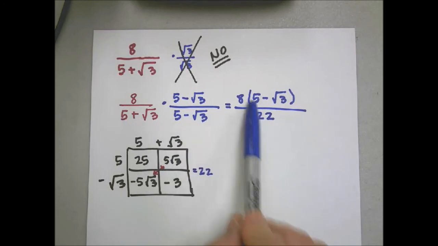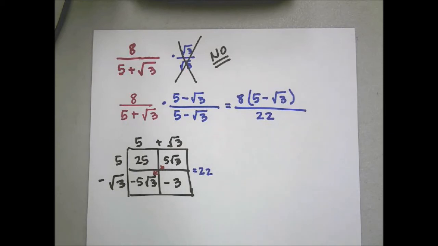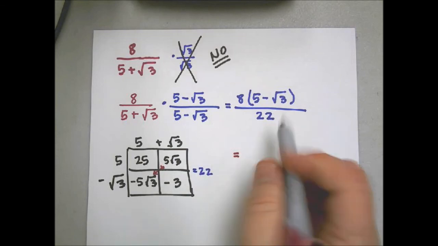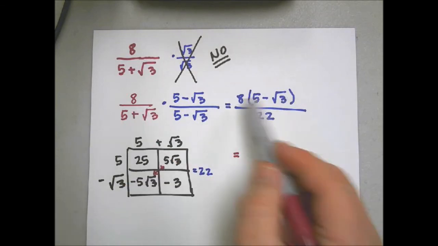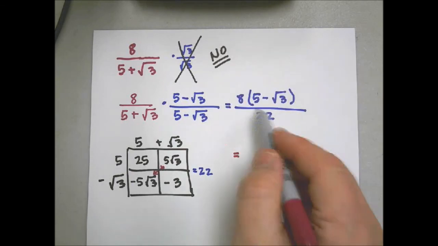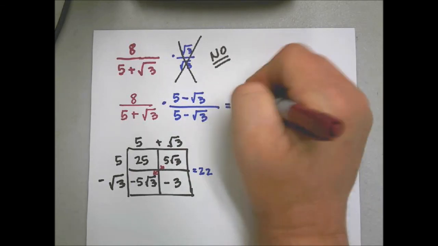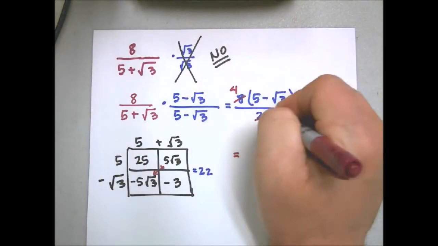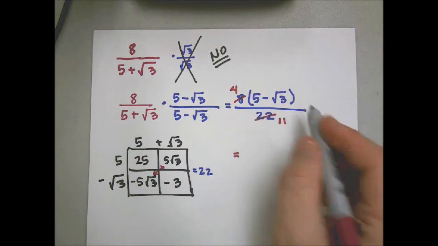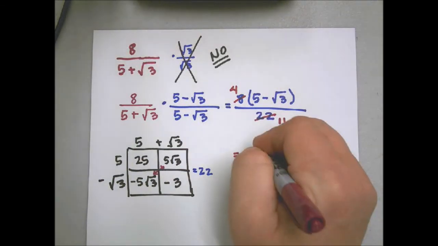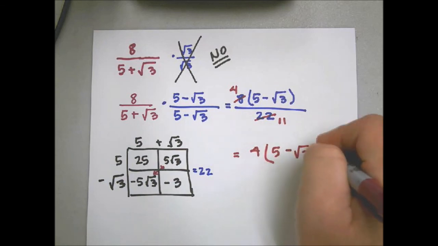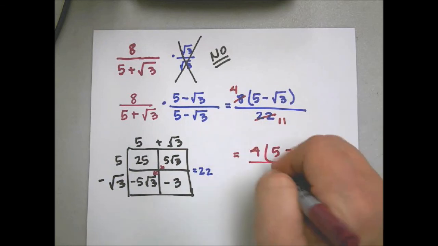And now that I have this problem at this point, I do have a little bit of reducing I can do, and that's why I really didn't multiply these two out, because that 8 and that 22 can both be divided by 2. They can be reduced by 2. That would be a 4, and that would be an 11. And so my final answer in this problem is 4 times 5 minus root 3 all over 11.